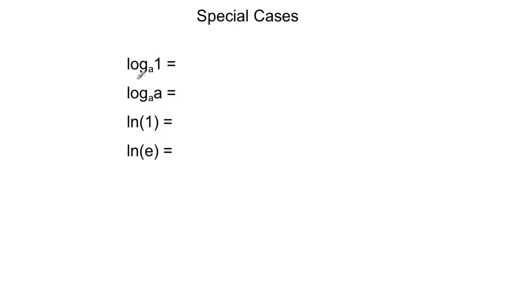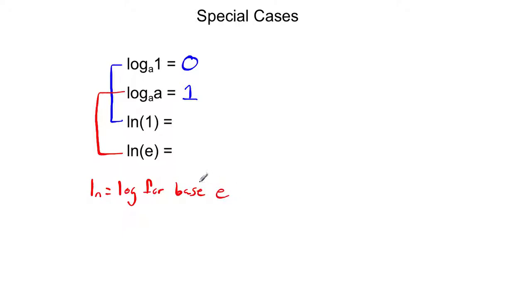Now, a couple special cases. We went over this first one. Whenever we have log base a of 1, that's always going to be 0. No matter what the base is, when we take the log of 1, we're going to get 0. Whenever we take the log of some value that's the same as the base, that's going to be 1. And actually, these are the same here. This ln is the natural log. That's the log for base e, the natural base.